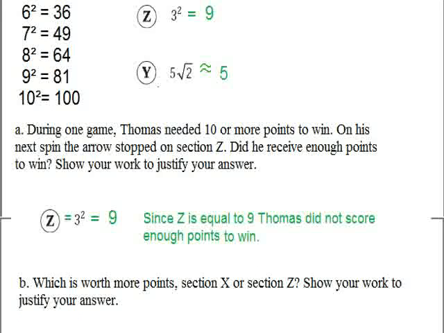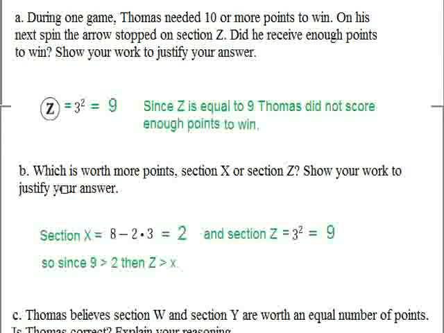The first question says, during one game, Thomas needed 10 or more points to win. On his next spin, the arrow stopped on section Z. Did he receive enough points to win? Well, Z is equal to 3 squared, which is equal to 9. Since Z is equal to 9, Thomas did not score enough points to win, because he needed to score 10 points. And this is me showing my work and justifying my answer.